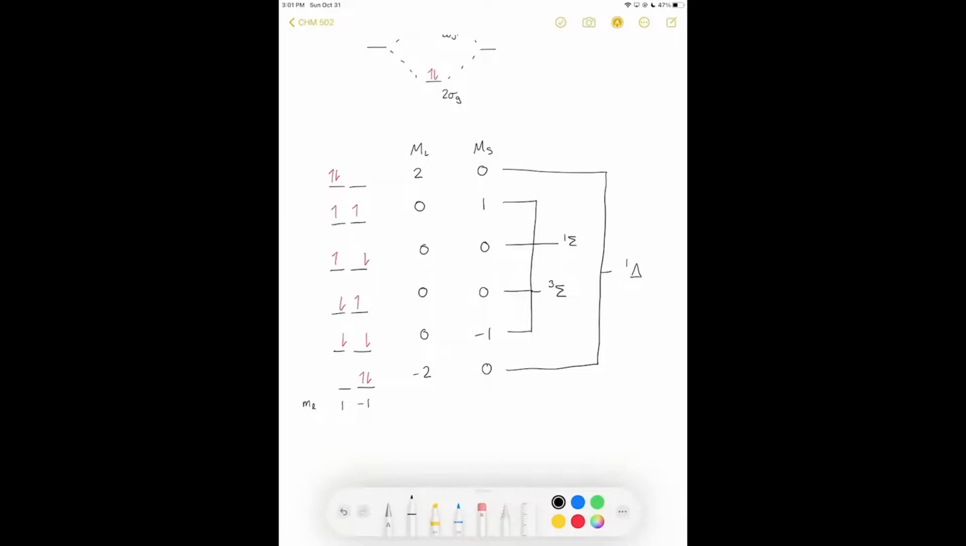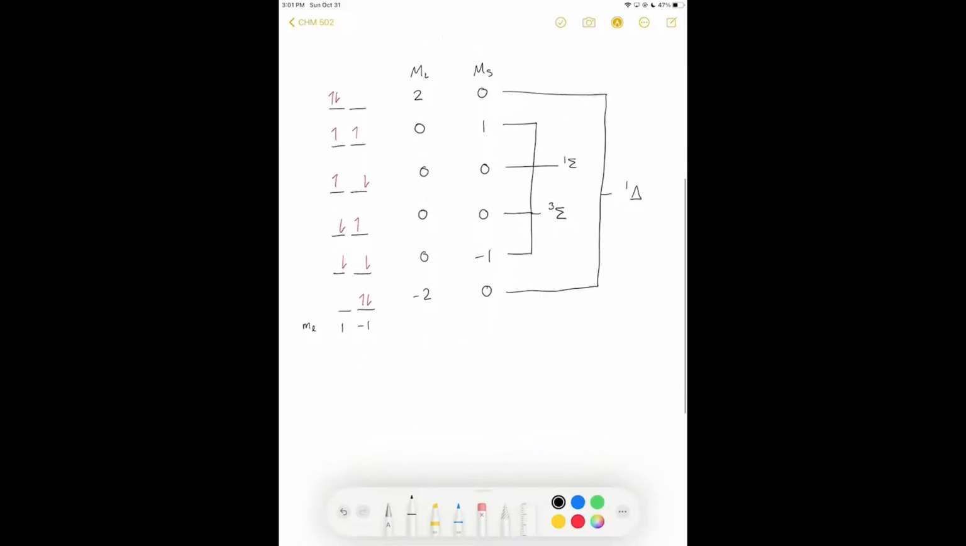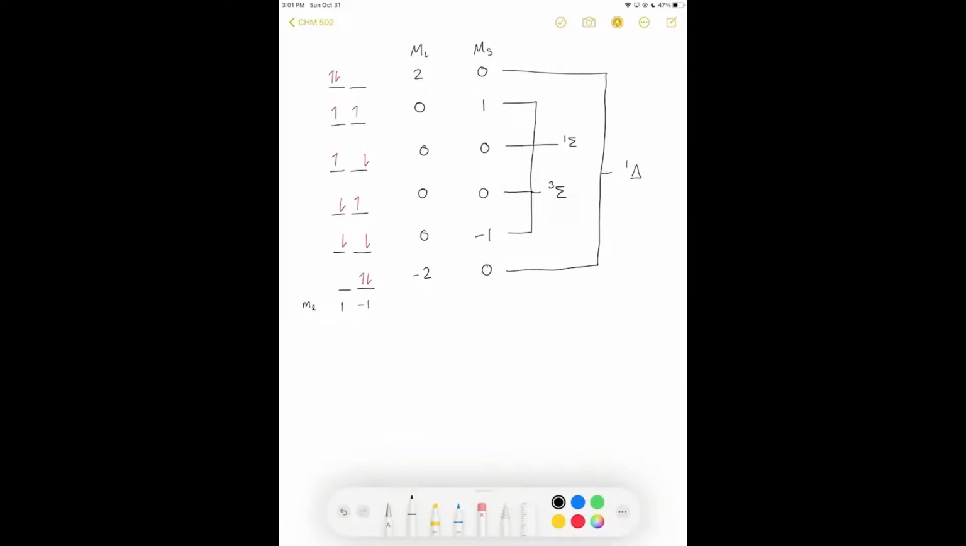And how do we rank these? We simply rank them in the same way that we would for atomic orbitals using Hund's rules. Hund's rules say that the largest spin multiplicity is lowest in energy, so that would be the 3 sigma term. The next term lowest in energy, they're both singlet states, but one of them has a higher orbital angular momentum. So we have the singlet delta state next, followed by the singlet sigma state, highest in energy.